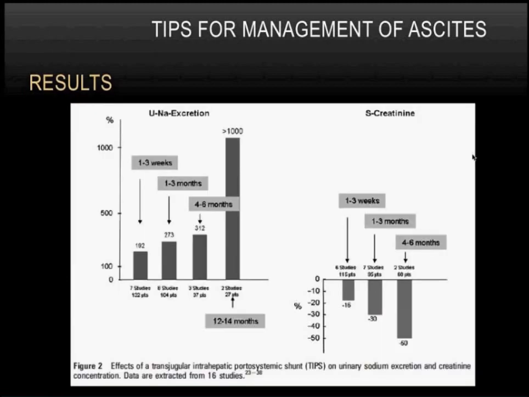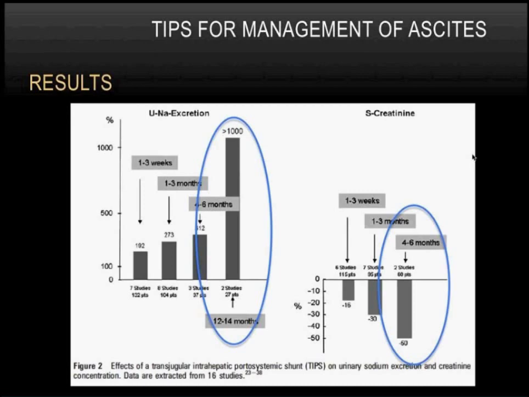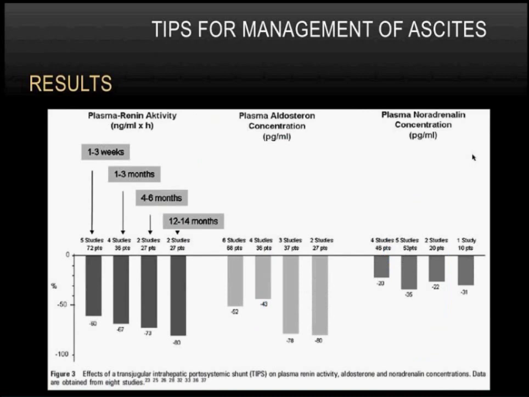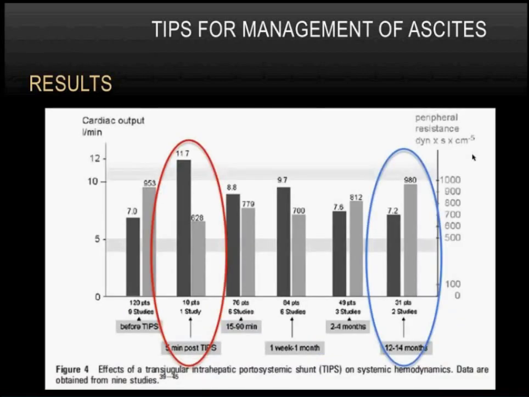So here, this is what is important. After you create a TIPS, about a year out from the TIPS, the excretion of sodium in the patient is going to increase, making the renal function better. In about half a year, the patient is going to have a significant improvement of renal function. The plasma renin aldosterone system is going to decrease, going back to normal, what the patient should have. And the cardiac output at the beginning is increased, but a year out, the cardiac output is going to be about the same as it was before.